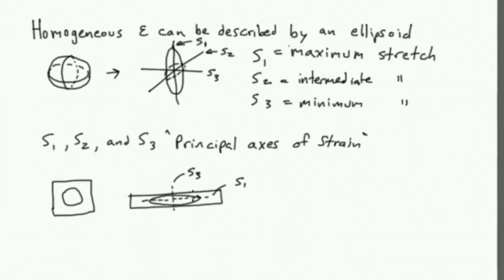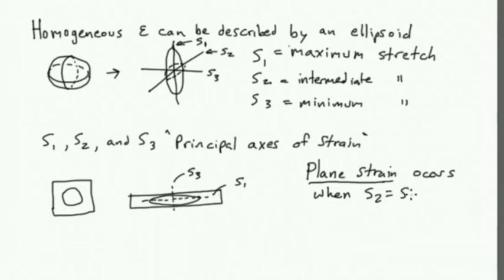So what we've drawn here is a special case of what we call plane strain. So just backing up for a second, there's something called plane strain. And this occurs when S2 equals 1, or S1 times S3 equals 1. So in other words, it's representable on a 2-dimensional surface, like the screen.